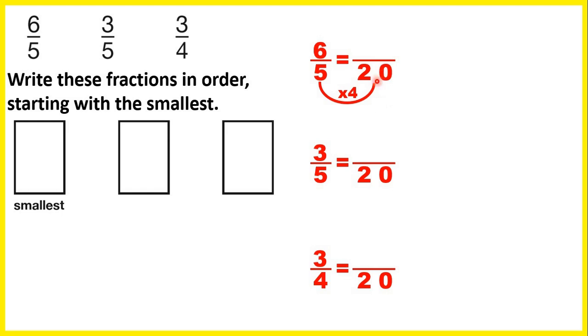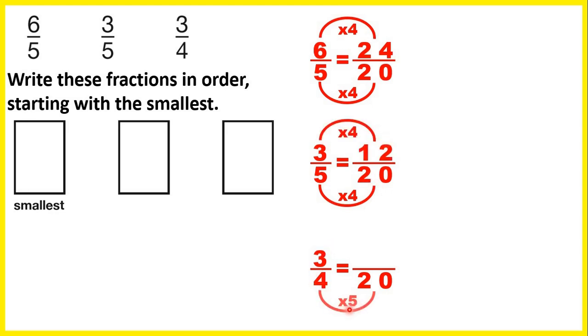So 5 times 4 is 20, 6 times 4 is 24, 5 times 4 is 20, 3 times 4 is 12, 4 times 5 is 20, 3 times 5 is 15. So now we can see that 3/5 is our smallest fraction because that's equivalent to 12/20. Then we have 3/4 equivalent to 15/20, and our largest fraction is 6/5 because that's equivalent to 24/20.